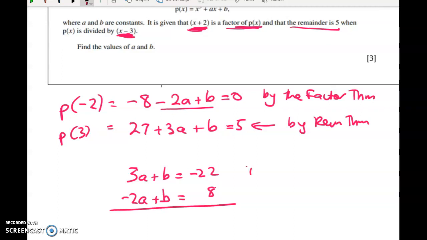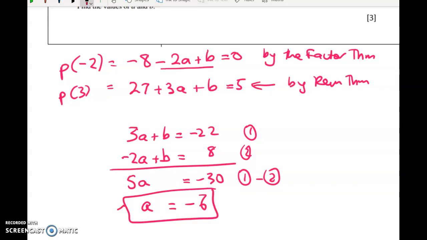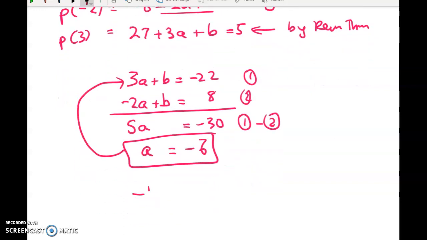And I'm going to subtract equation 2 from equation 1. Other way around. I'm going to subtract, yeah, that's right. Okay, so 3a minus negative 2a gives me 5a. b minus b goes away. Negative 22 minus 8 gives me negative 30. That gives me a is equal to negative 6. So that's the first one. Chucking that back into there gives me negative 18 plus b is equal to negative 22. So b is equal to negative 4.